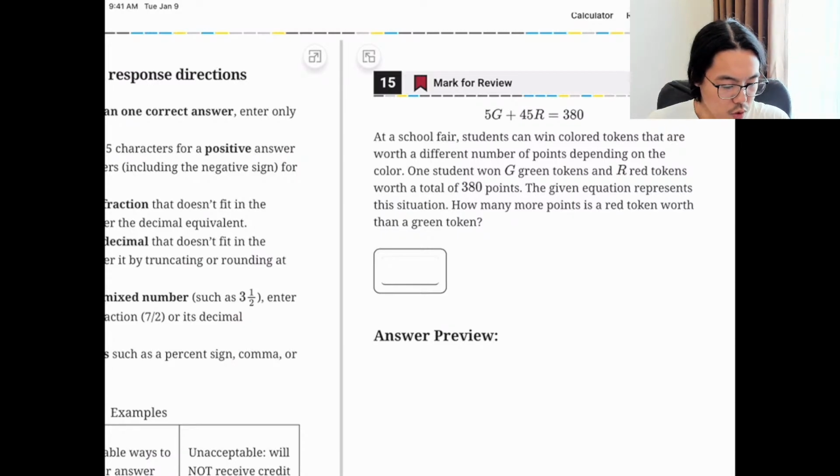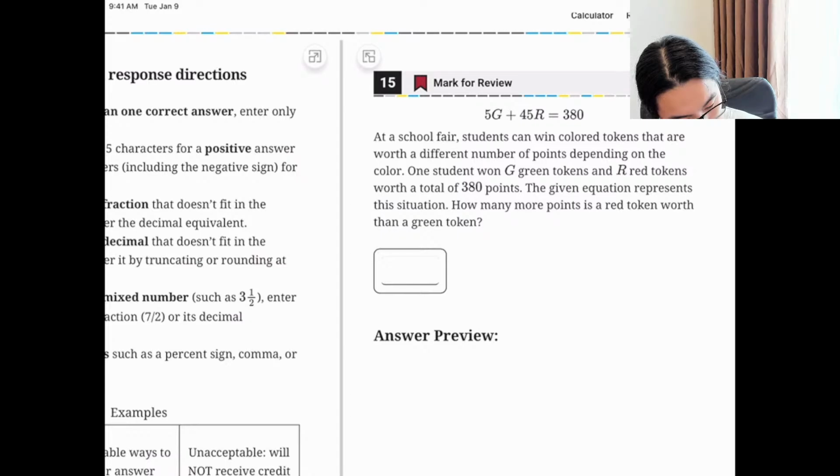Let's say that I won 0 green tokens. Oh, I see, that's how you do it. If I won 0 green tokens, then R is equal to... wait, what's 90 times 30? What's 380 divided by 45? 90, 180. Oh, that's awkward.